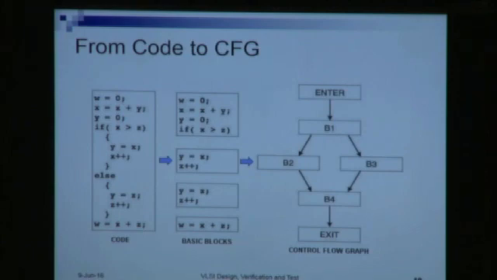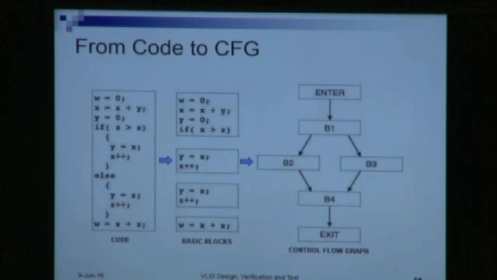Let us say that we have a code like this: w equals 0, x equals x plus y, y equals 0. If x greater than z, then y equals x, x plus plus, else y equals z, z plus plus, and at the end w equals x plus y. So what are the pieces of straight line code we have here? First we start with w equals 0. There are no conditions or loops. Then x equals x plus y, y equals 0, and the if statement.